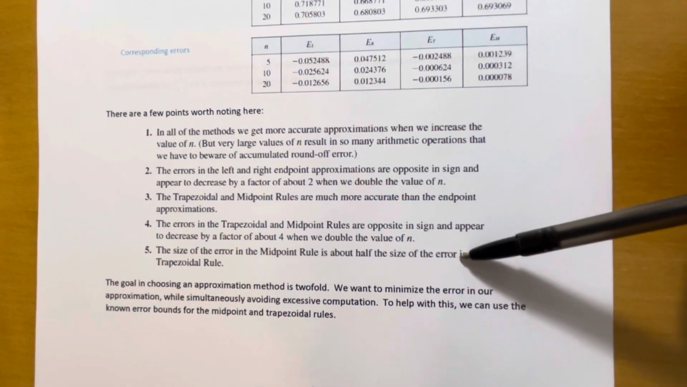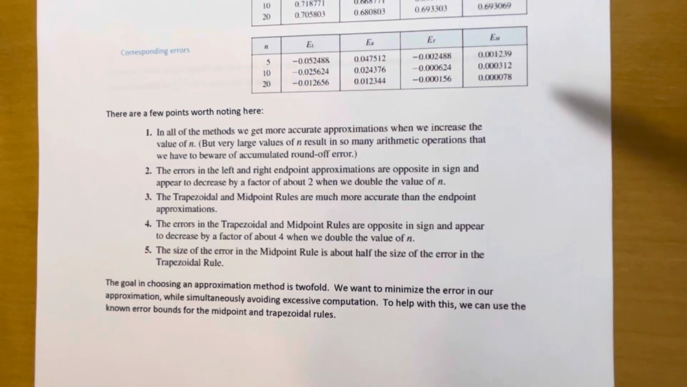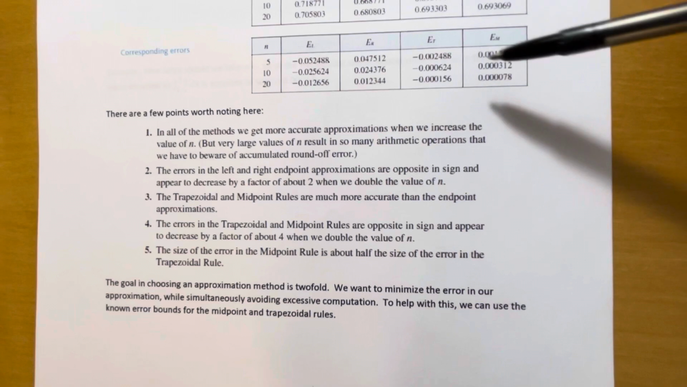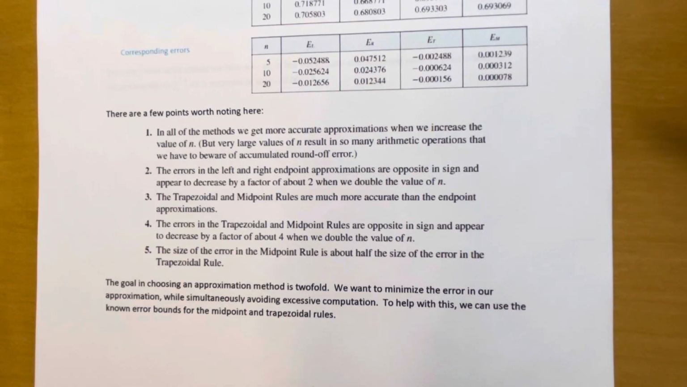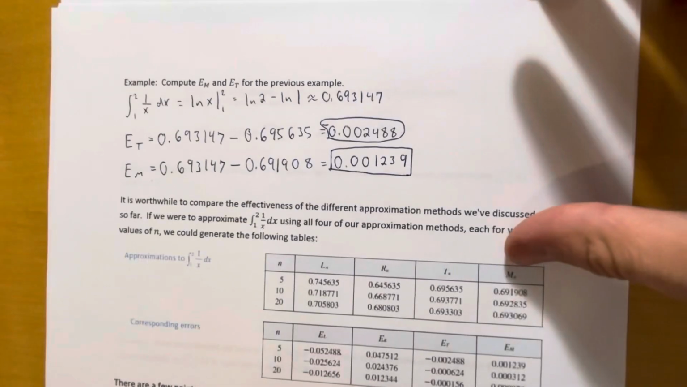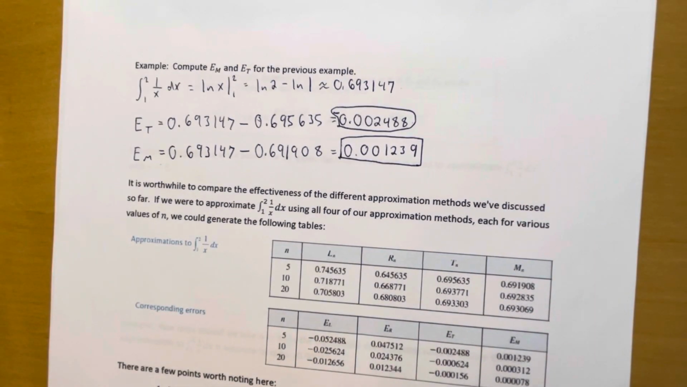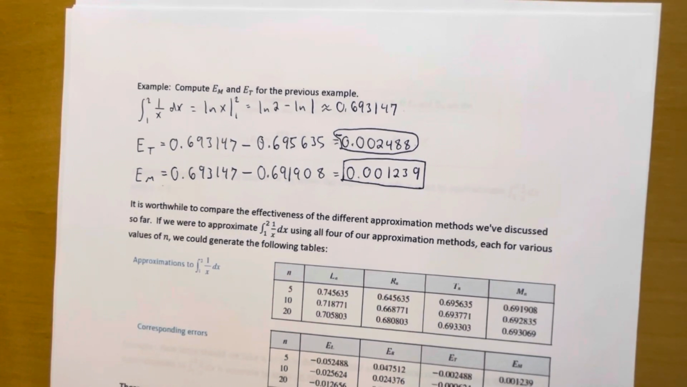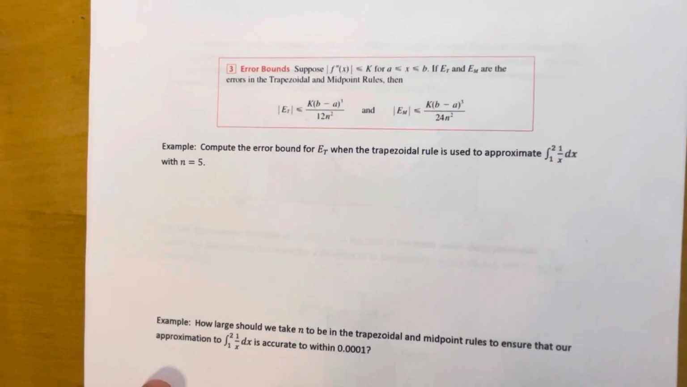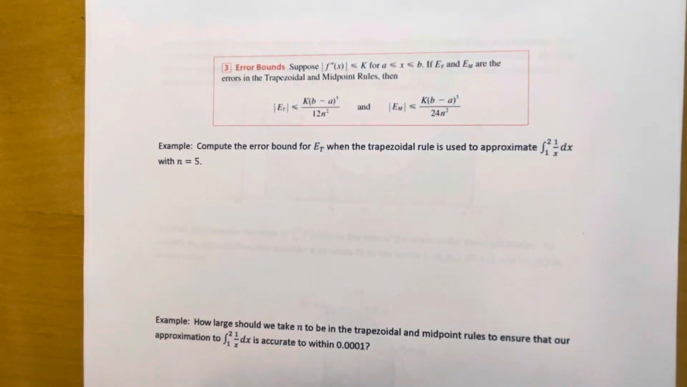And then finally, which we did observe already, this fifth point here, the size of the error in the midpoint rule is about half the size of the error in the trapezoidal rule. Okay, so these observations are really helpful because they help guide us towards how to choose an approximation method when we're trying to approximate a definite integral.